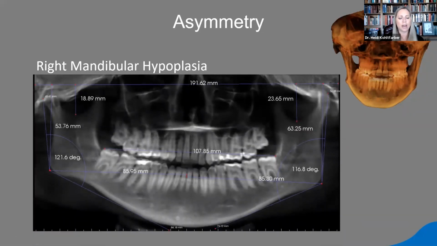And we can go ahead and measure that out if we are unsure. And that gives us a little bit more concrete measurements to go off of. That way, we know how small the condylar head is on a particular side, how short the condylar neck is on a particular side, and that sort of thing. So that can kind of help us when we're putting those measurements together.